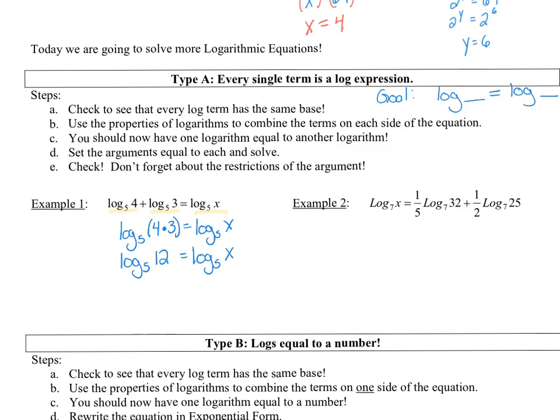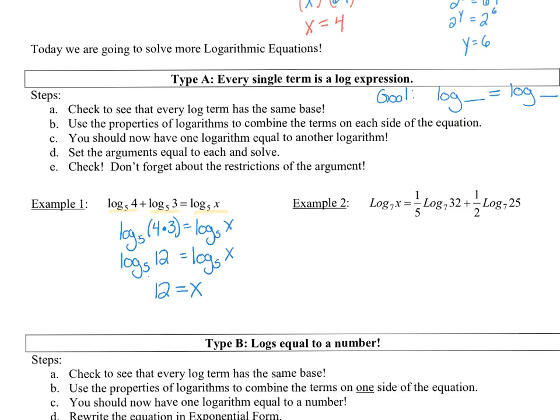Once we have single logs on both sides of these equations, hopefully the answer for x would be a little bit obvious. Log base 5 of 12, in order for it to equal log base 5 of x, what does x have to equal? Well, doesn't x have to equal whatever the argument is? So once you get to this point, you can actually ignore the logs and just set the arguments equal to one another. So in this case, x is going to equal 12.